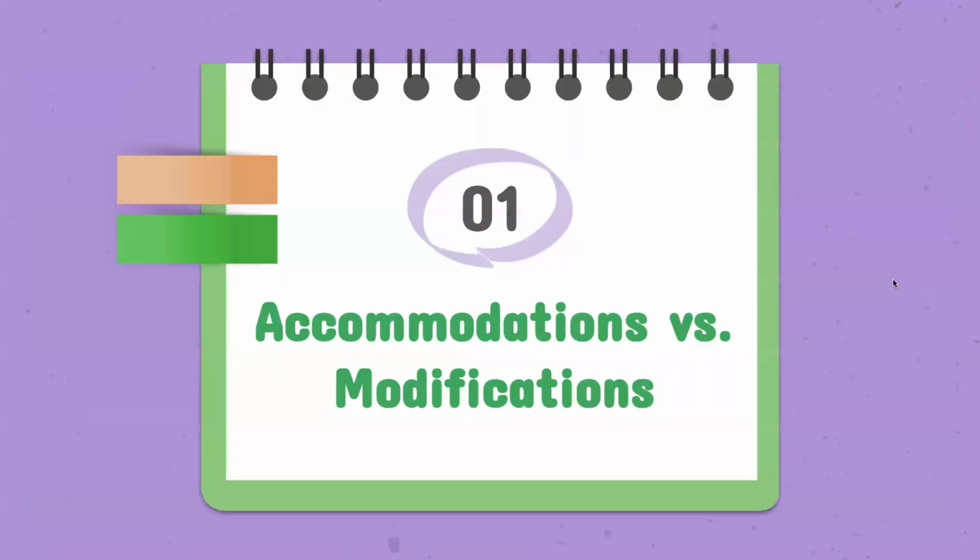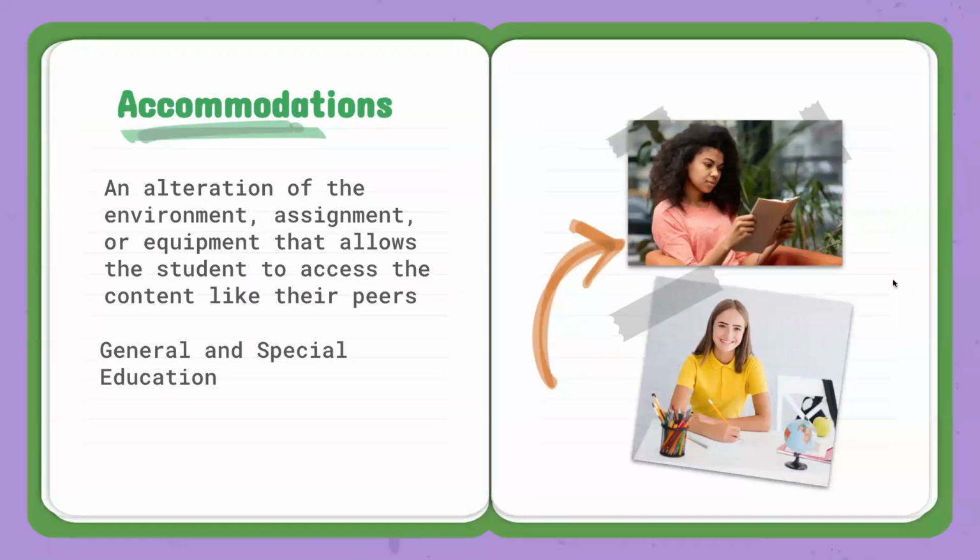Okay, so accommodations versus modifications. An accommodation is literally just an alteration of the environment, of the assignment, or the equipment that allows the student to access the same content as his or her peers. Keywords, it is the same content, okay? This happens in both general and special education. Ted, do you make accommodations every single day? Exactly, okay? We do it all the time. Every single person, whether we're a special educator or a general educator.